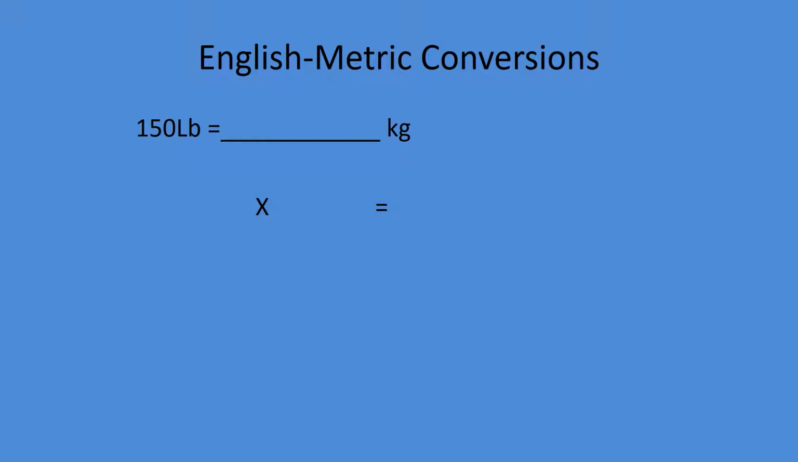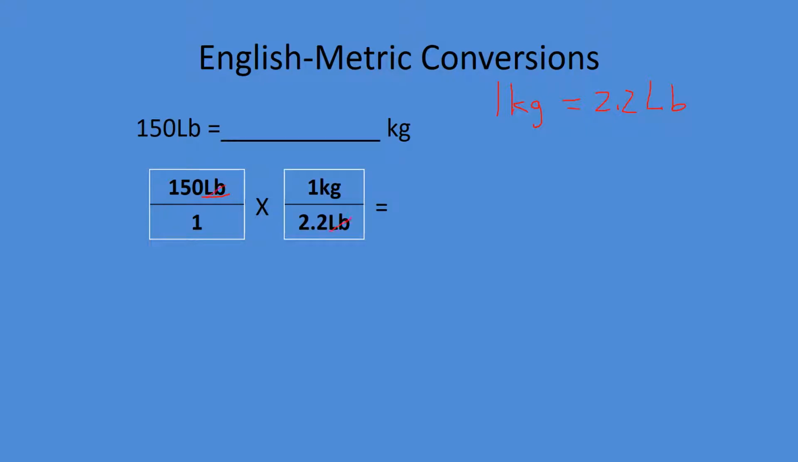Pounds to kilos. We're still at one step. For every 1 kilo, I have 2.2 pounds. So let's set up the problem. We'll put 150 pounds over 1. And we want pounds at the bottom, right? So we're going to put 1 kilo over 2.2 pounds. The units cancel. And for this one, you're just going to do 150 divided by 2.2. So this one you divide by the conversion factor. Get about 68.2 kilos.